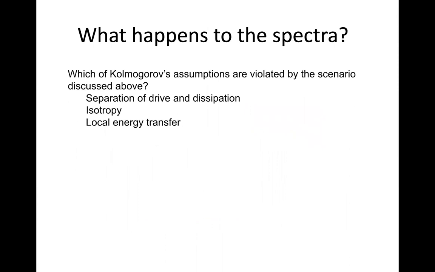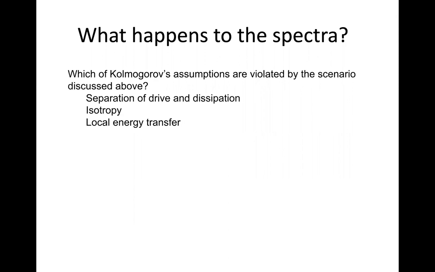If we have this strange situation with energy injection and dissipation occurring in similar scale ranges, you might expect that the scaling arguments for the energy spectrum might not be valid, and the energy spectrum might change. We review the three assumptions we used to derive the Kolmogorov five-thirds law: separation of drive and dissipation, isotropy, and local energy transfer. Which one of these have we violated? Separation of drive and dissipation. Exactly. If we violate this one, there's no separation of scales, so no inertial range in between where you have this completely conservative transfer of energy.